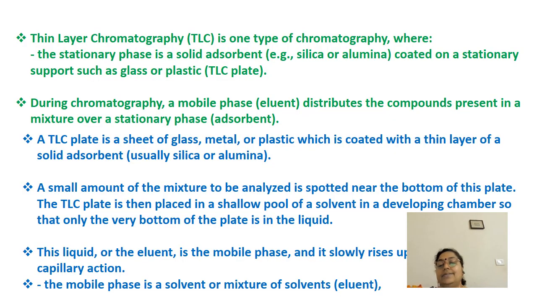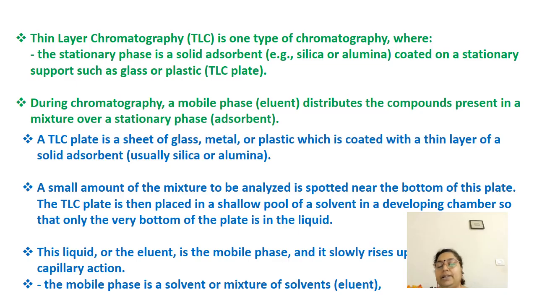Usually in a TLC, the stationary phase is a solid adsorbent coated on a support such as glass or plastic. During chromatography, the mobile phase distributes the compounds present in the mixture over the stationary phase, that is the adsorbent, and the mobile phase is known as eluent.